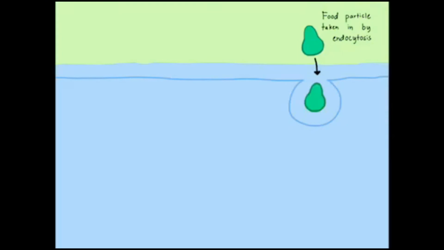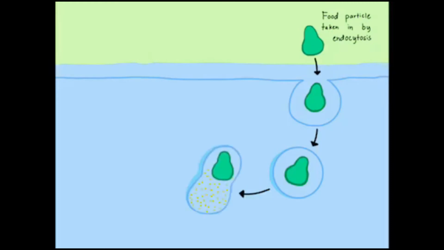First, we have endocytosis. Endo, which means internal, and cytosis, which means transport mechanism. Endocytosis is a general term for the various types of active transport that move particles into a cell by enclosing them in a vesicle made out of plasma membrane.